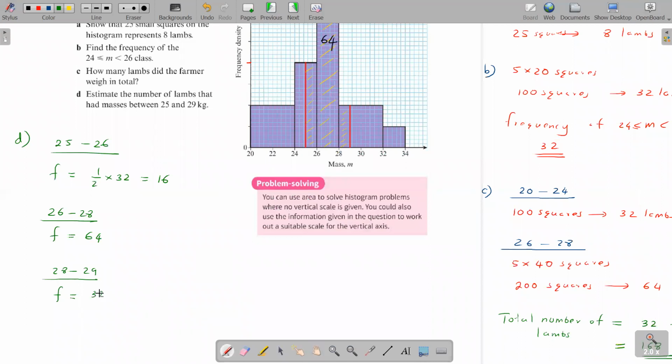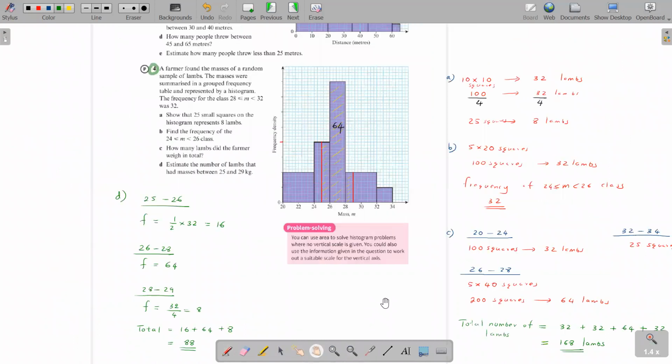So 32 divided by 4, which is 8. So now add all the frequencies. So total, 16 plus 64 plus 8. How much is it? 88. So in total, you have 88 lamps that had masses between 25 and 29 kilograms. Okay. So this is the end of question number 4.